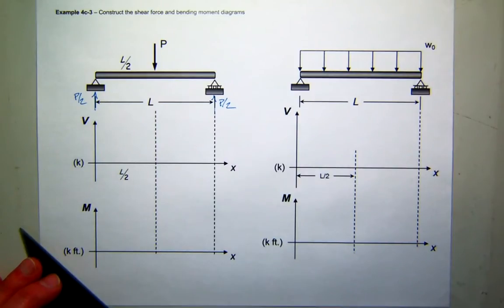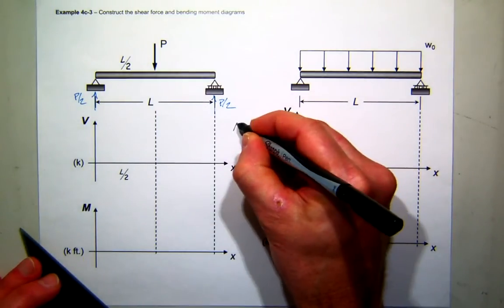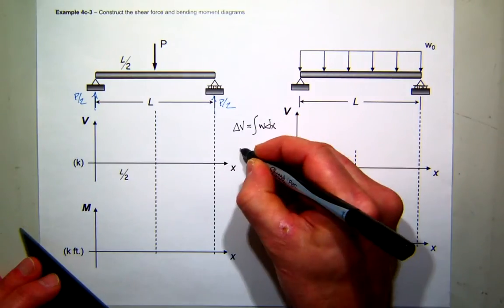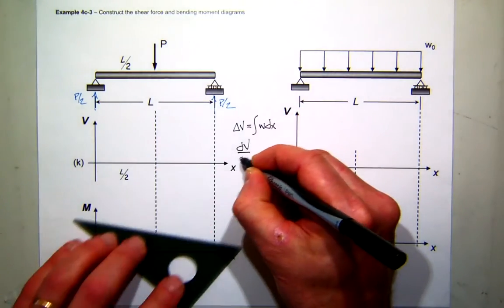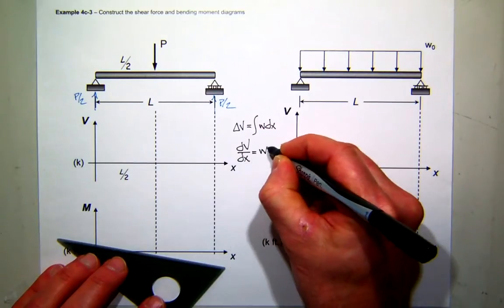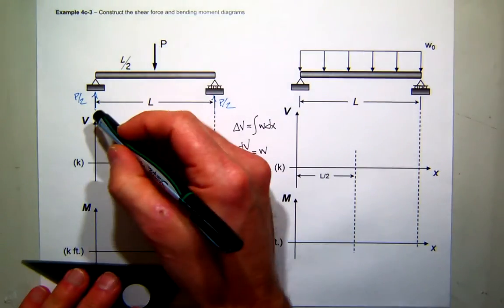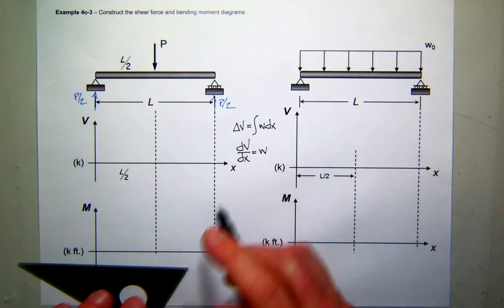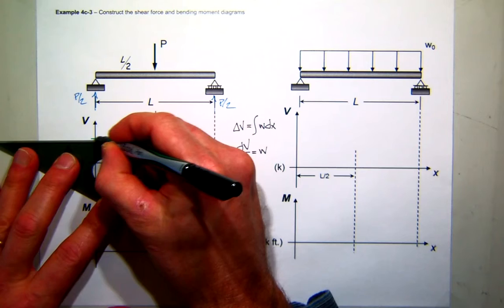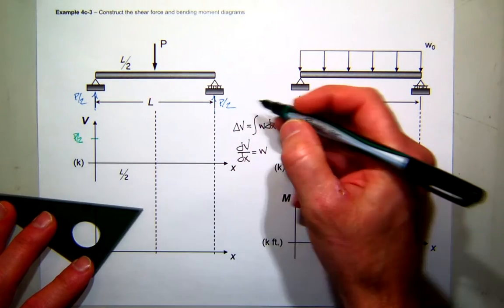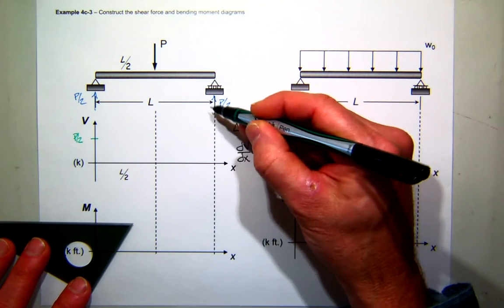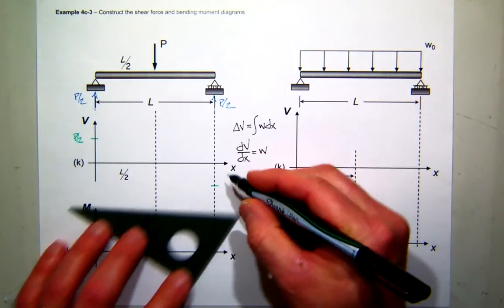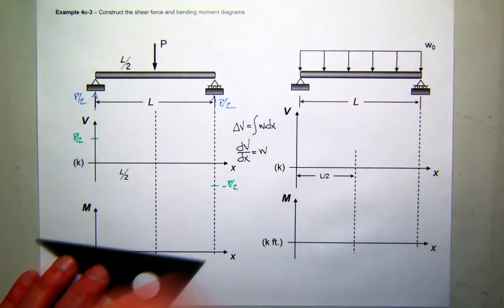So drawing our shear diagram, remember we're using the relationships that the change in shear is the area under the load curve and that the slope of the shear diagram is equal to the load. Now what kind of shear is that on the left side? Positive or negative? Positive. So I'm going to start at P over 2. What kind of shear is this on the right hand side? Negative. So I should end at negative P over 2. So there's my starting points.